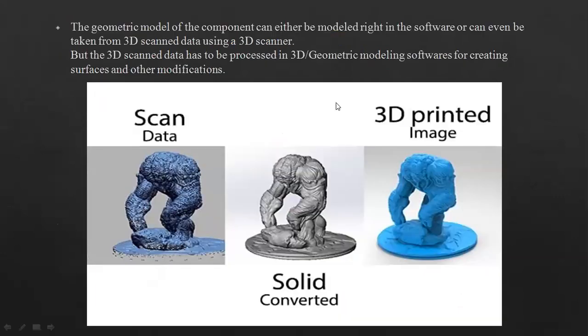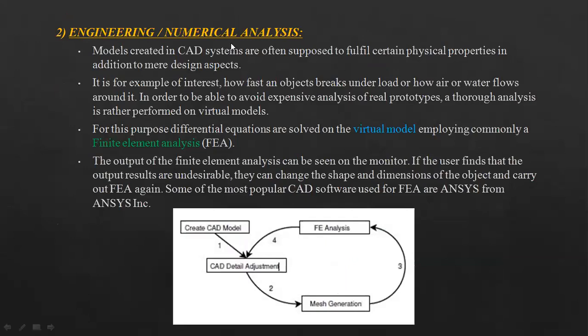So that was about 3D printing. Another is, as we had discussed, engineering and numerical analysis, right? Models created in CAD systems are often supposed to fulfill certain physical properties in addition to mere design aspects. So to be able to fulfill those properties, you'll have to check whether it will sustain or not, right? So those CAD models, what you have created, will be utilized for this analysis. It is, for example, of interest how fast an object breaks under load, or how air or water flows around it. Okay, that comes under CFD, computational fluid dynamics, right? How air or water flows around it.